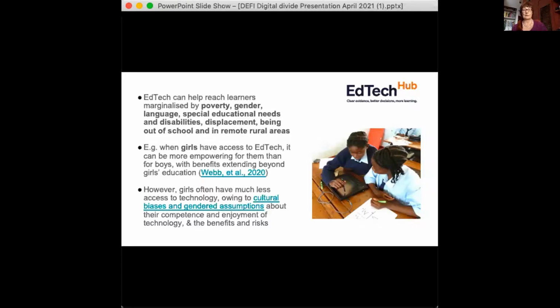There are some encouraging findings. When girls, for example, have access to tech, it can actually be more empowering for them than for boys, and the benefits are quite widespread. But we all know that girls often have much less access to technology, so they don't often get that chance owing to various cultural biases and so on.